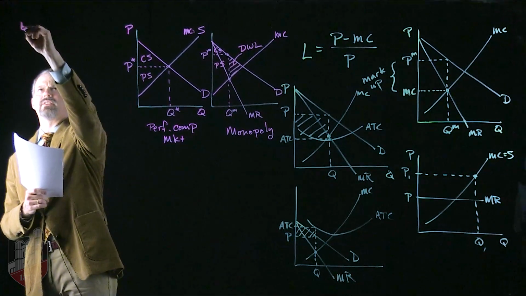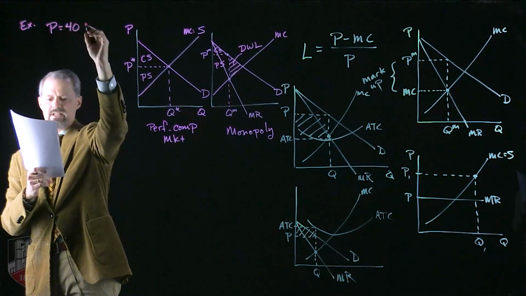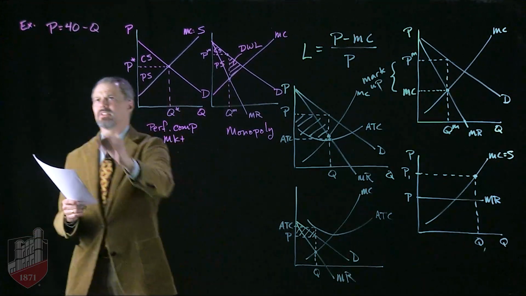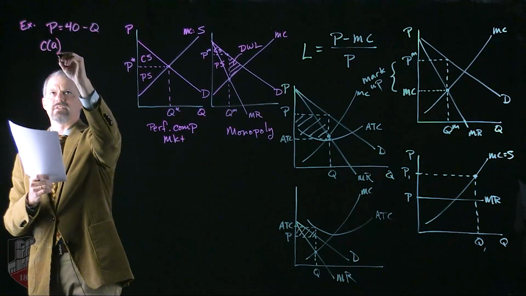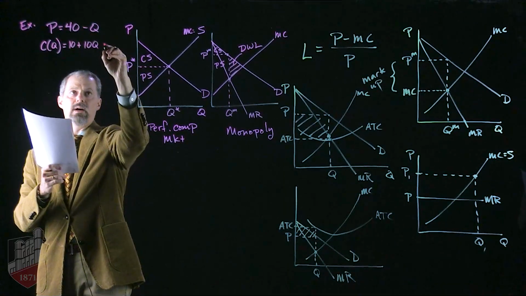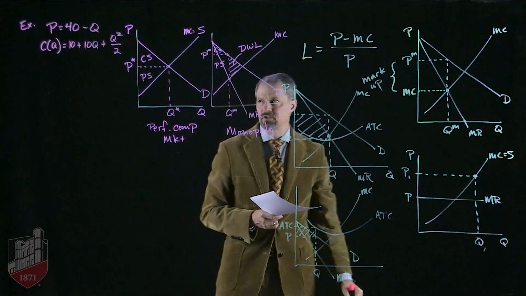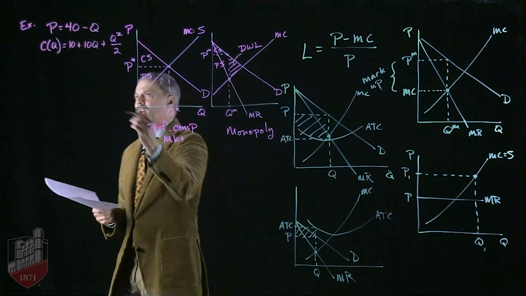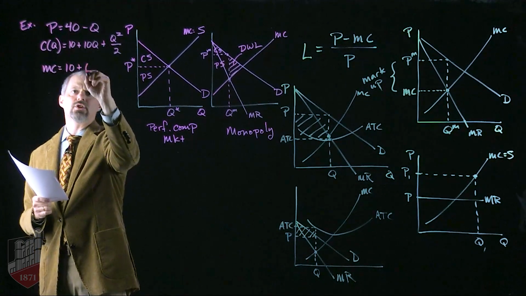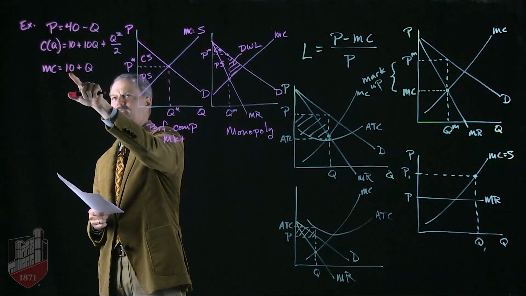example. So let's do this. Let's say we have an example where we've got a demand curve that is P equals 40 minus Q. A nice simple demand curve. Let's suppose we've got a cost curve. Cost as a function of quantity is equal to 10 plus 10q plus q squared over 2. It's a quadratic cost curve. The marginal cost curve that goes with that cost function is 10 plus q.